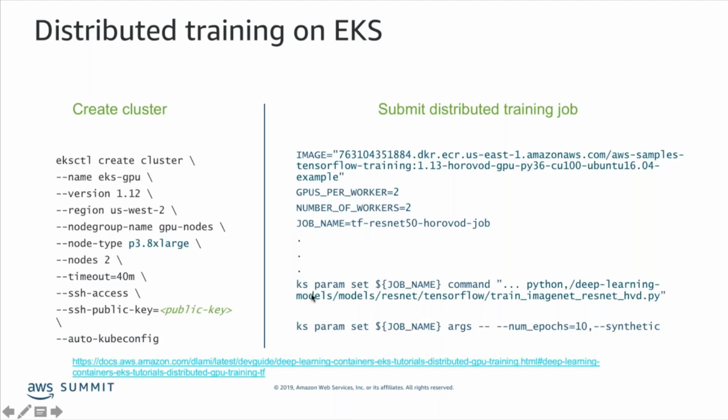And then we use Ksonnet, which is another tool and utility within Kubernetes that allows us to train ResNet using Horovod. So this script and the step-by-step instructions are in the user guide in the URL linked below.